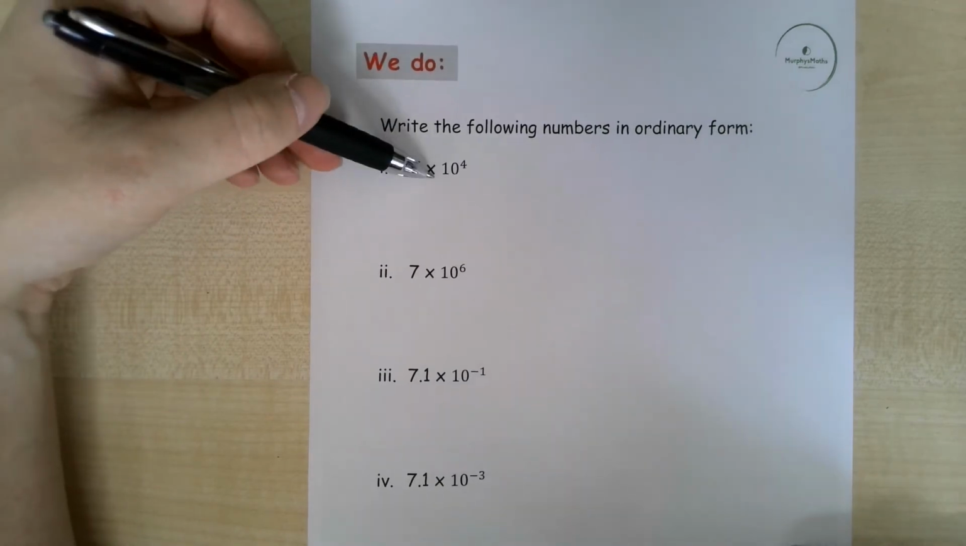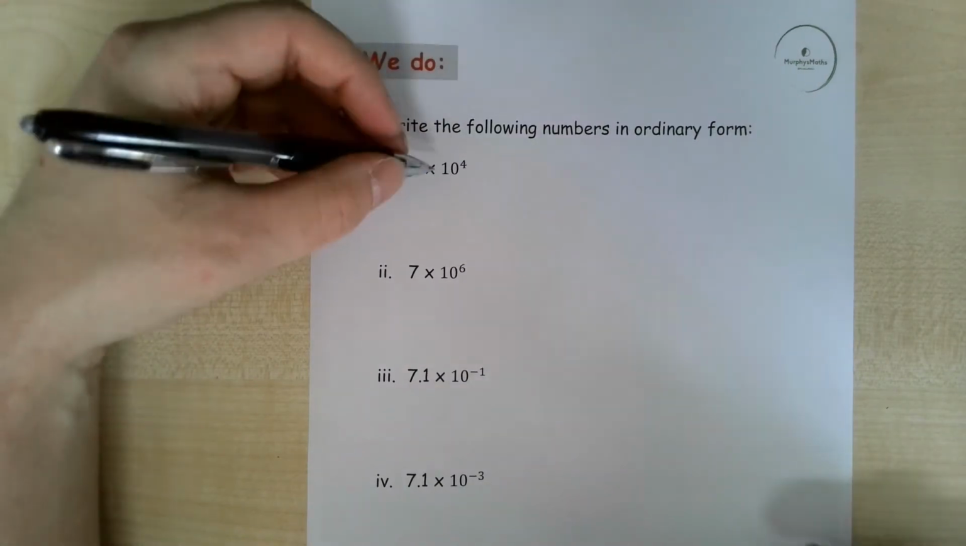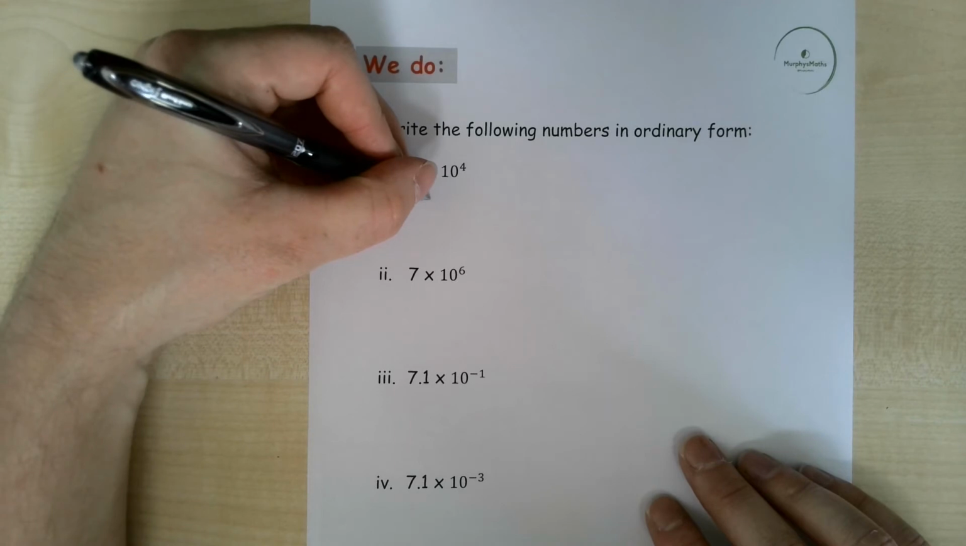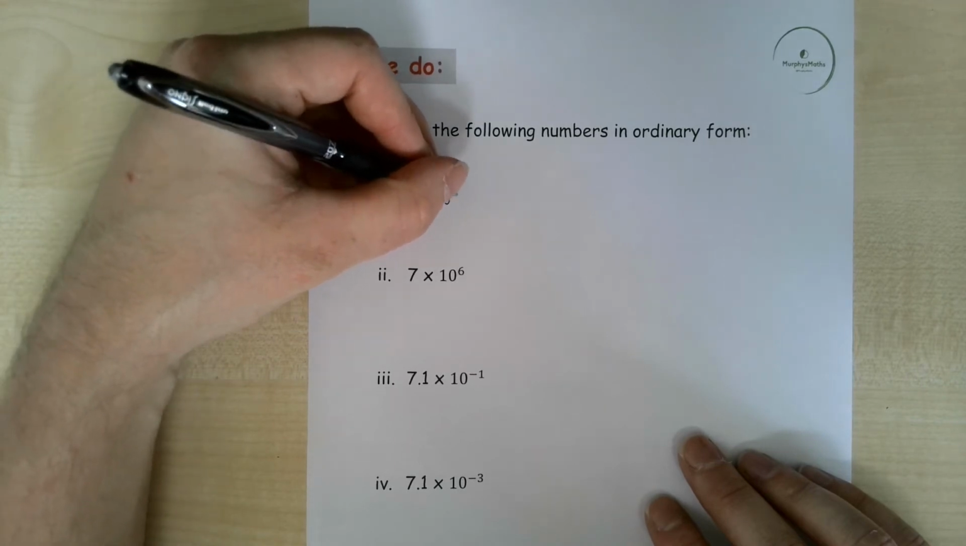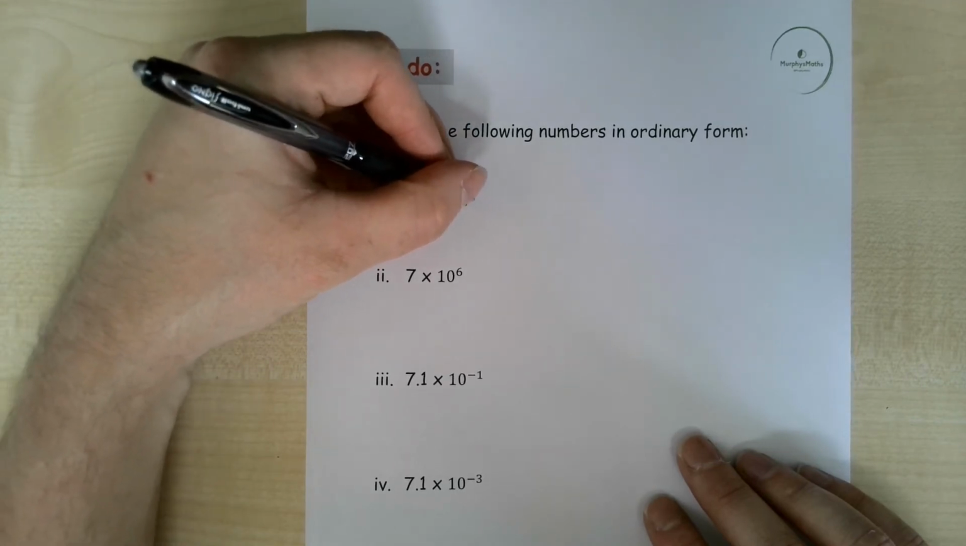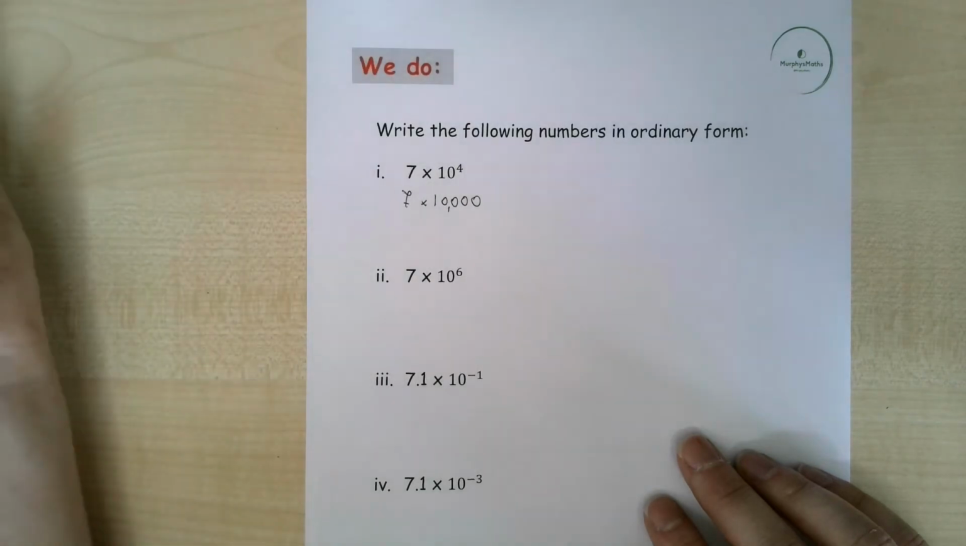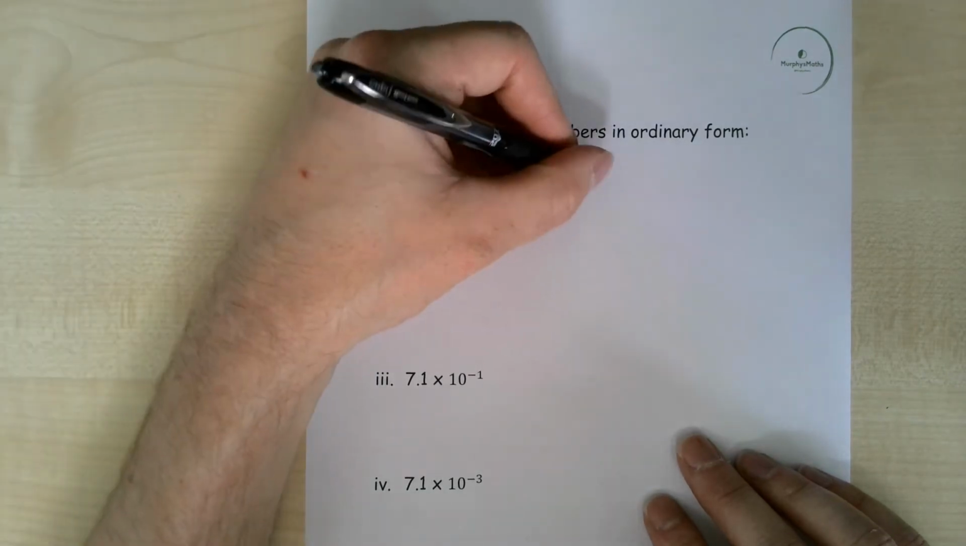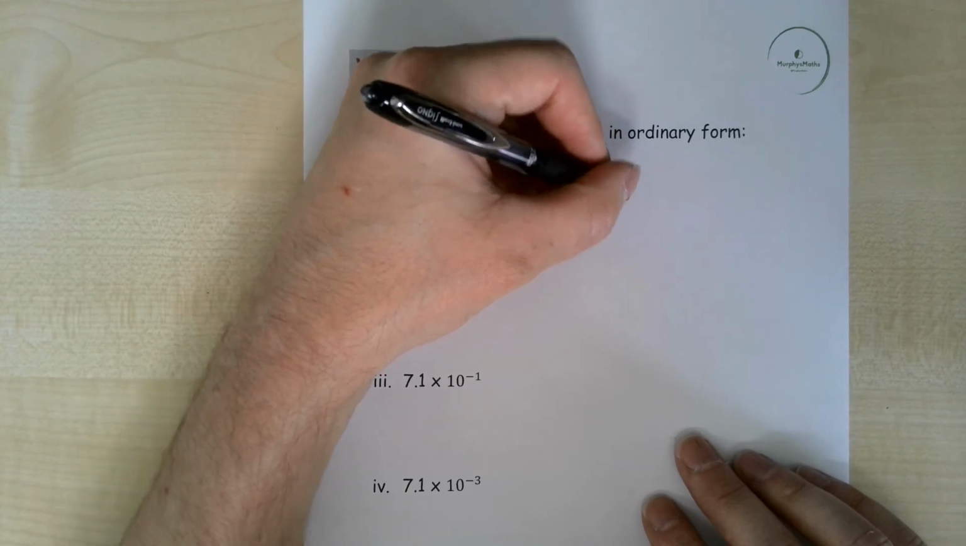So I've got 7 multiplied by 10 to the power 4. So technically here I'm doing 7 multiplied by 10 4 times, which should be 10,000. So my answer is 70,000.